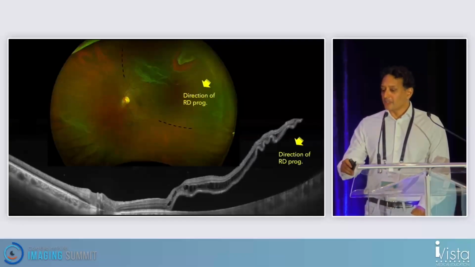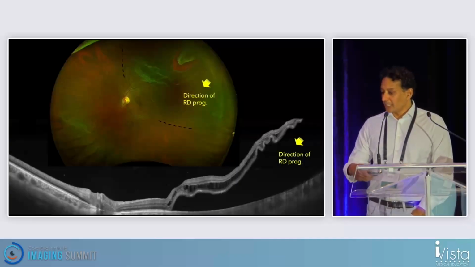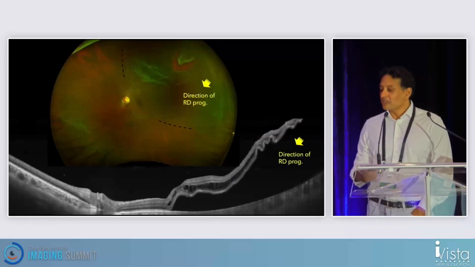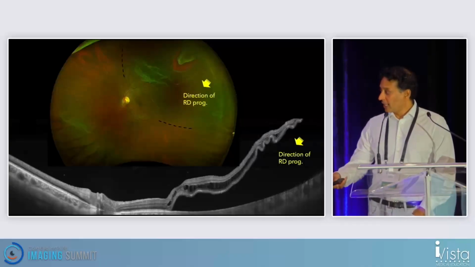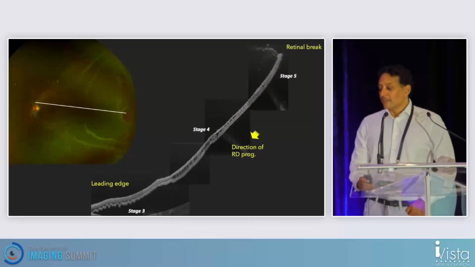And one of our fellows was brilliant, and she realized that if you could image from the leading edge of the detachment to the break, that could be a surrogate for time. So the leading edge of the detachment has been detached for the least amount of time, and around the break for the longest amount of time. And if you use that information, we can discover what happens over time to the morphology of the outer retina. And so that allowed us to develop this staging system.